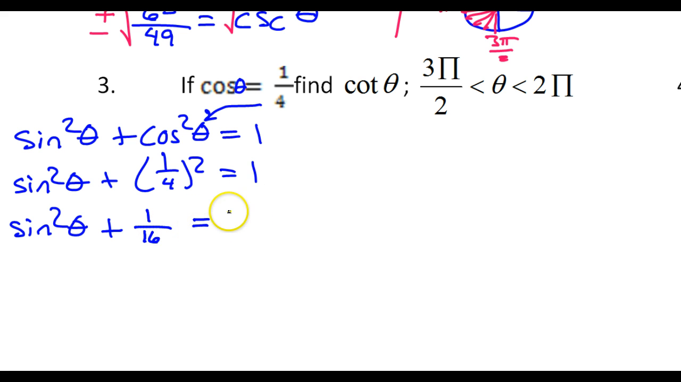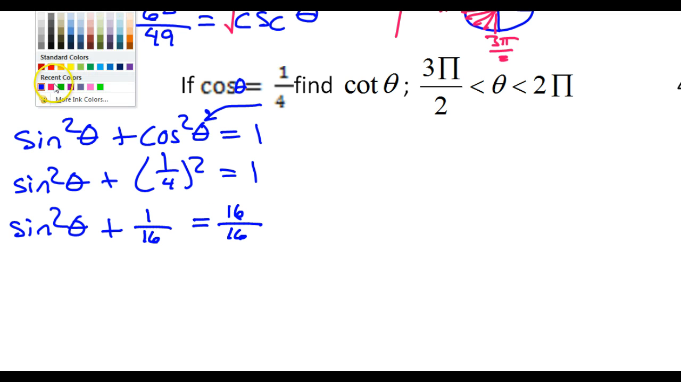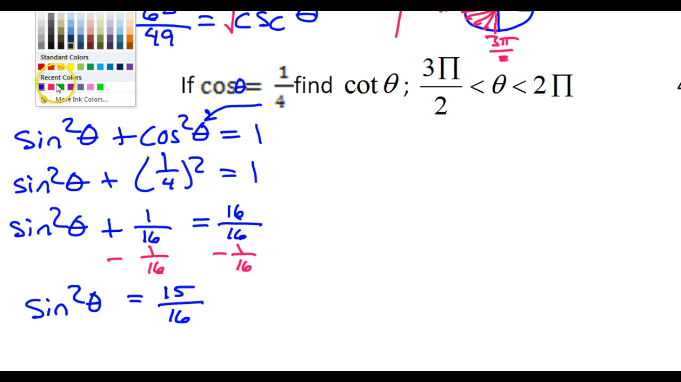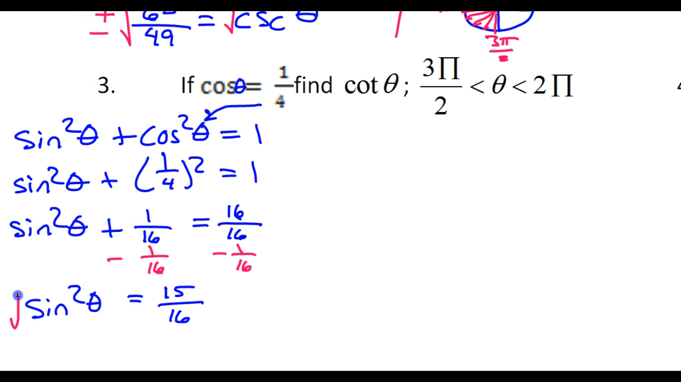Okay, and I see my need for like denominators coming, so I'm going to think of this one as 16/16. So I'll have like denominators in a moment here. So now when I subtract my 1/16 from both sides, it will be easy to do. So I've got sine squared theta is equal to 15/16. So now it's time for me to take the square root of both sides.